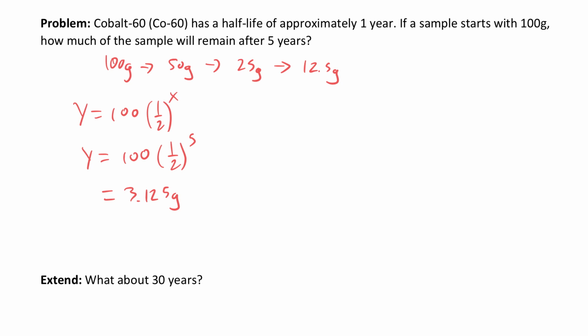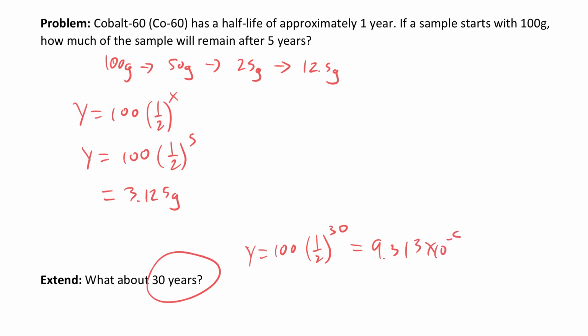Now you probably could have come up with that number if we would have done just a few more steps above by hand, but what if you had to wait for 30 years? If you're wondering how much of the substance would be left after 30 years, in this case, you really would want to use that formula because you wouldn't want to do this 30 times. So again, we go 100, 1/2 to the power of 30, and then we go ahead and type this in. And your calculator is probably going to give you a weird number like 9.313 times 10 to the negative 8 grams.